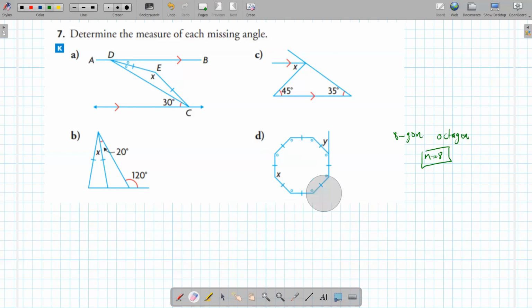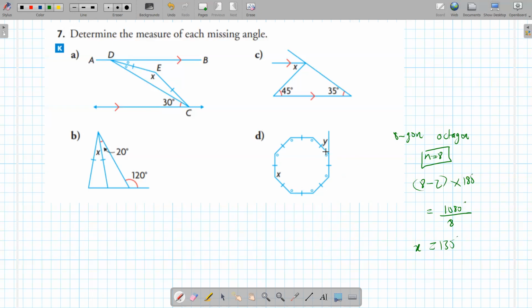Knowing this, how can we solve for x? 8 minus 2 times 180? Yes. This will give us, not x, but the sum of all the angles on the inside, right? So that's 1080 degrees. Knowing this, how can we find x? You can just divide. Divide by what? 8? Yes, divide by 8. That gives us 135, and that's what x is.